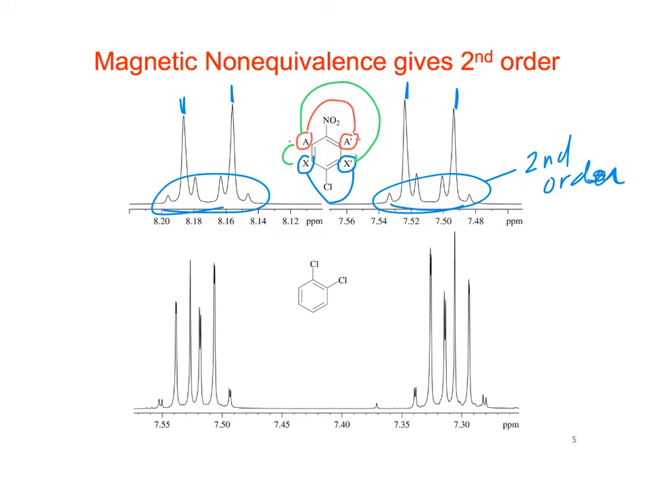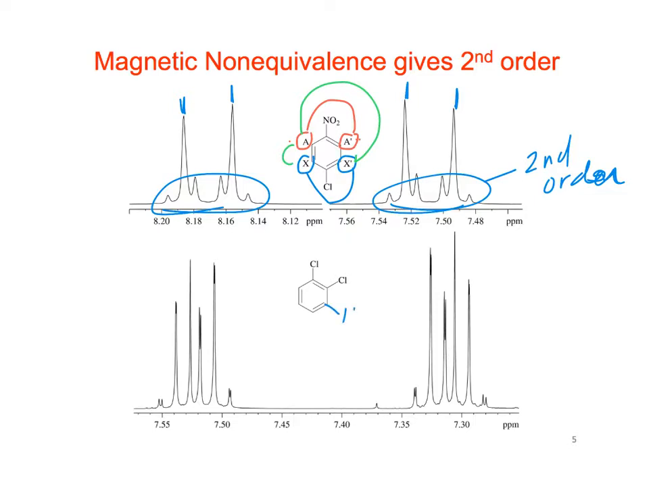Yeah, that's super useful to know. It's just kind of annoying, huh? Yeah, it's pure, I swear. I can't figure out what that was. And it's because of this magnetic non-equivalence. Now look at this other one. This is even worse.